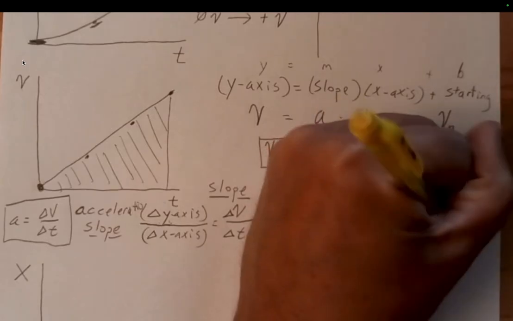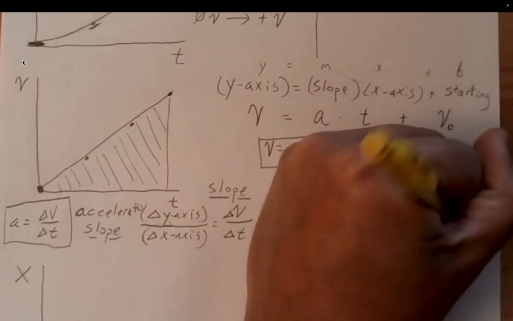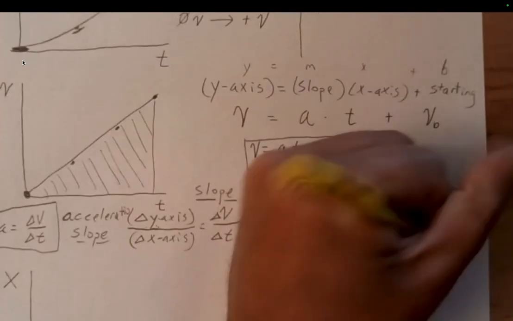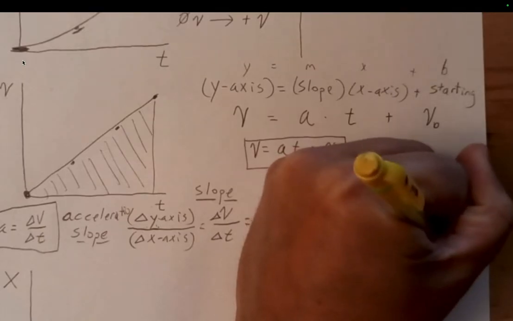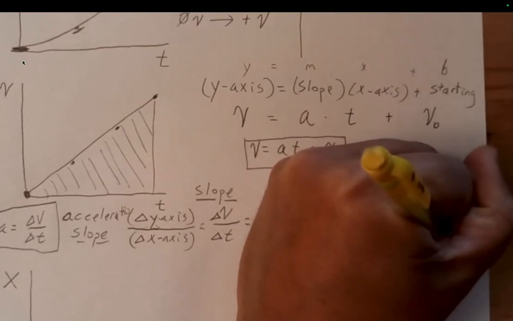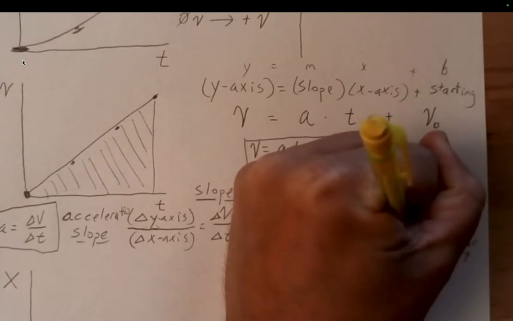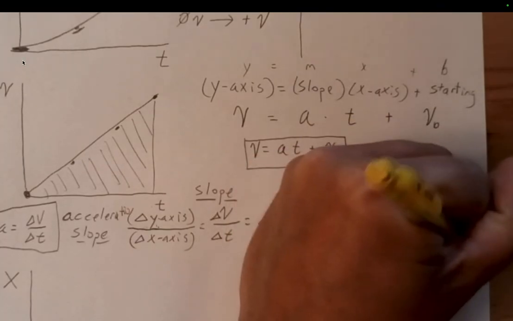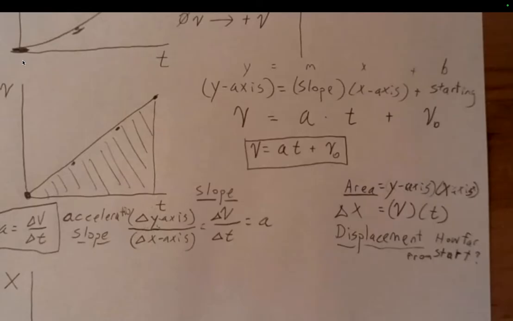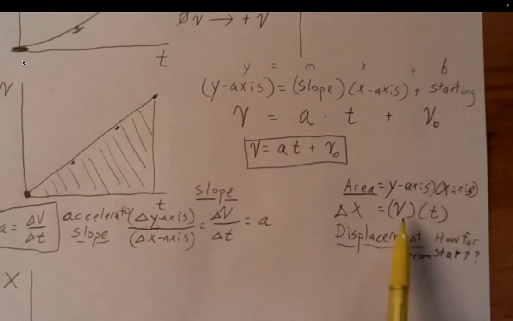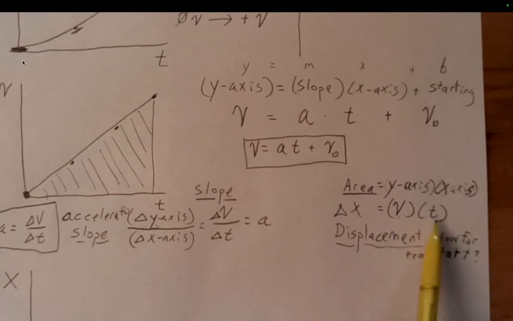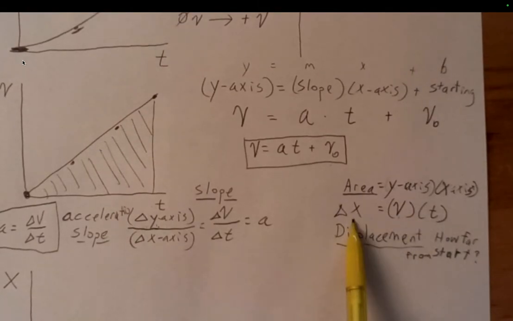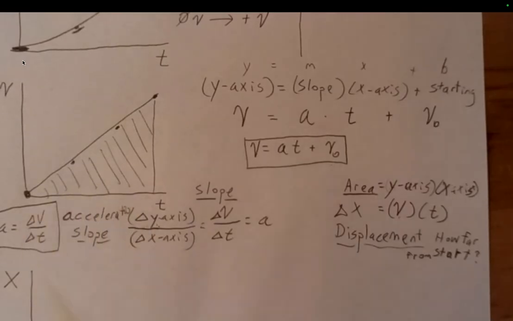Displacement, once again, that's how far from where you start. So we can ask how far from the start, that's that displacement. So we can get the area of this, which is taking into account our average velocity and time to get this displacement. And we did that by getting the area.